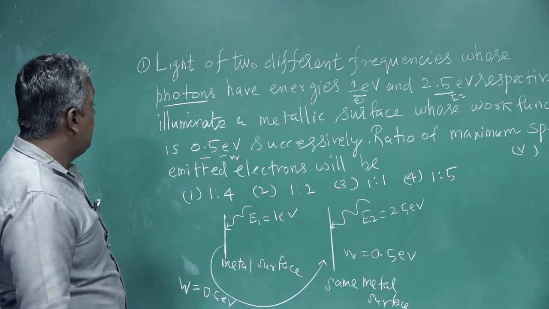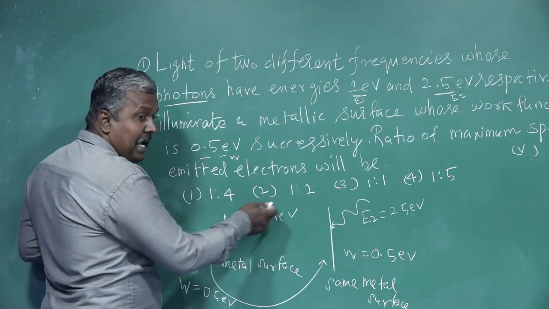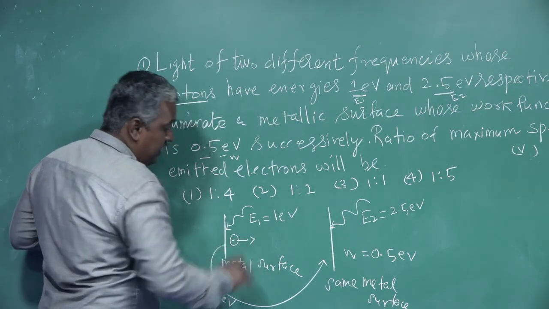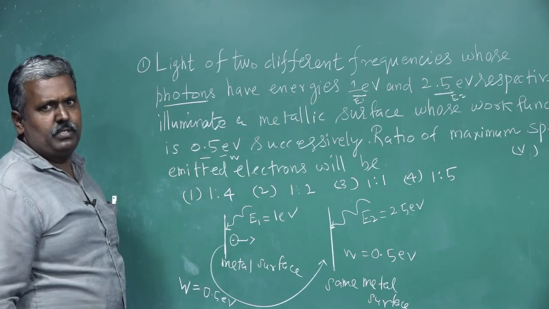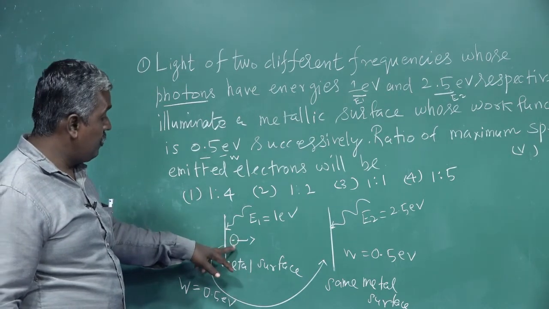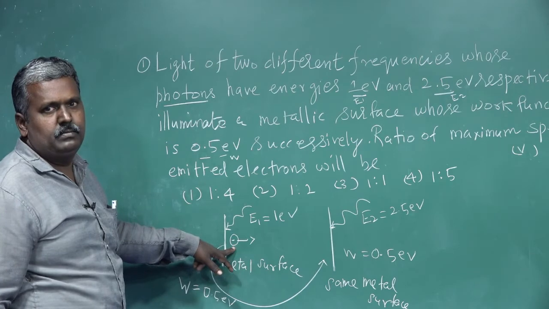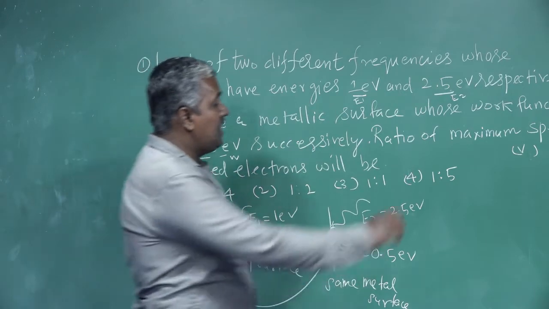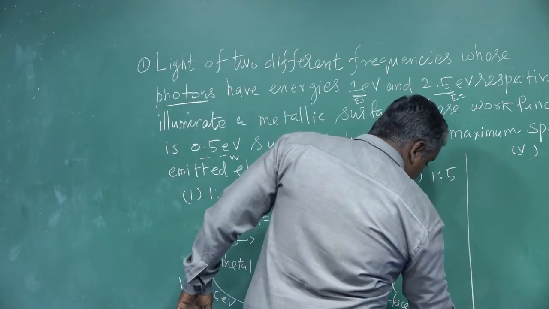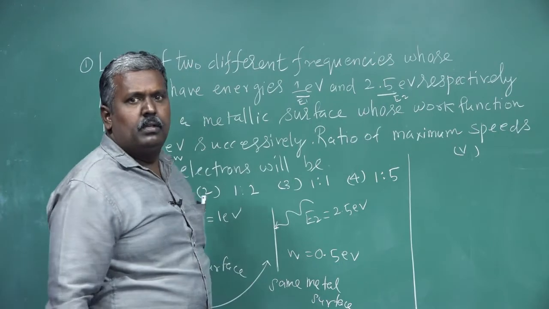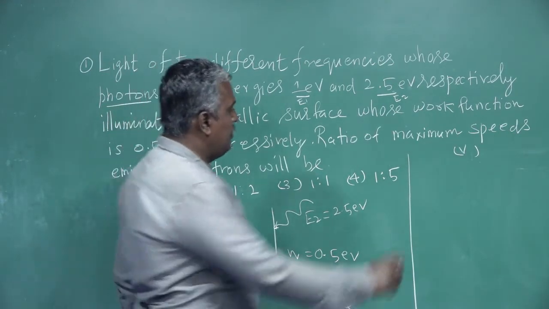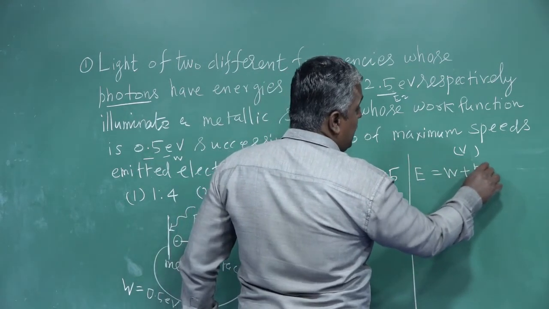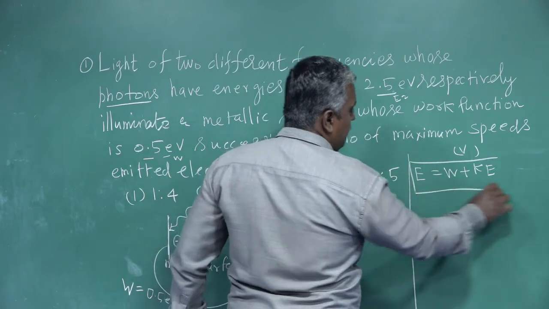The ratio of the maximum speed of the emitted electrons. When light or any other radiation is incident on the metal surface, electrons are emitted from the metal surface, and these are called photoelectrons. Not photons, photoelectrons. The emitted electrons will be, that's all. What is the main and basic, 100% important formula? Yes, very good. E is equal to W plus KE. A single formula, keep it in mind.